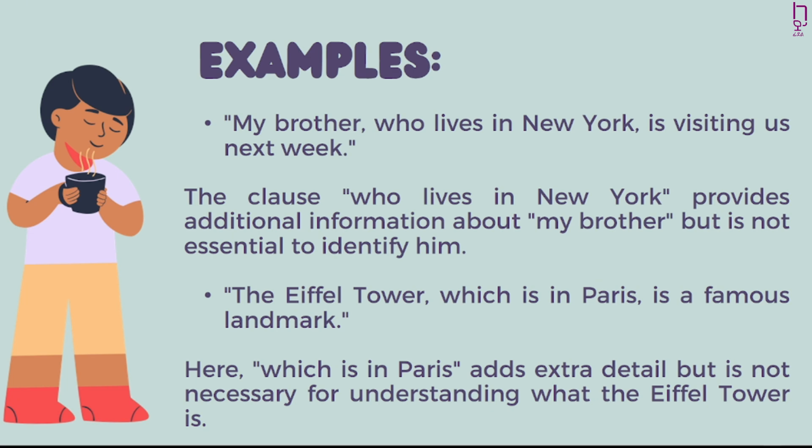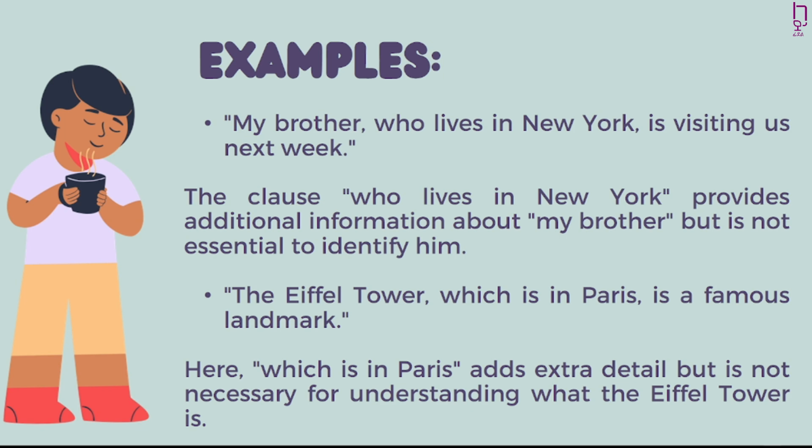I hope you are understanding this, okay? Look very carefully through these examples. My brother, who lives in New York, is visiting us next week. In this sentence, we can't say my brother is visiting us next week. This is the meaning of the sentence, right? But who lives in New York is extra information. We added extra information, so you can remove it, or you can just add it to the sentence. It does not change the meaning of the sentence, but rather adds additional information.